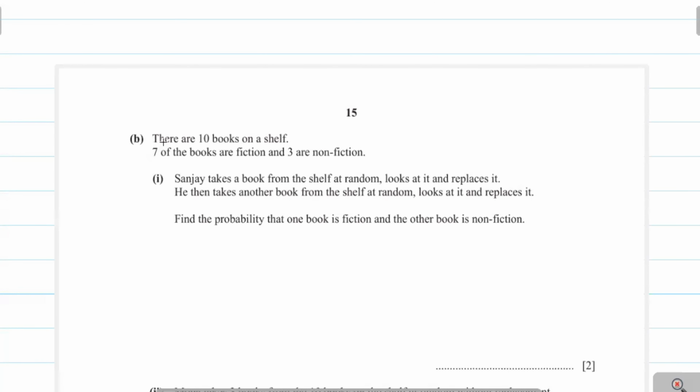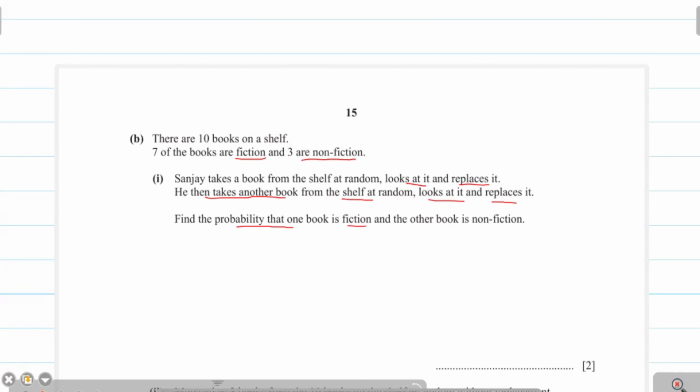Question number 8, part B. There are 10 books on a shelf. 7 of the books are fiction and 3 are non-fiction books. Part first, Sanjay takes a book from the shelf at random, looks at it and replaces it. He then takes another book from the shelf at random, looks at it and replaces it. Find the probability that one book is fiction and the other book is non-fiction.